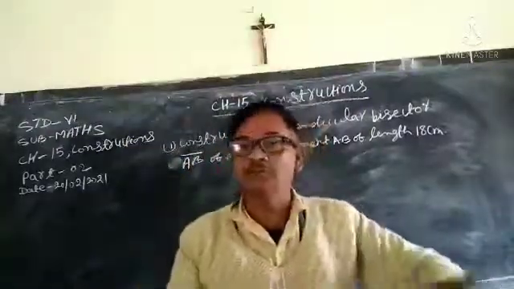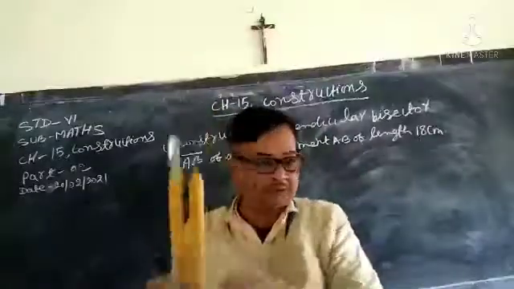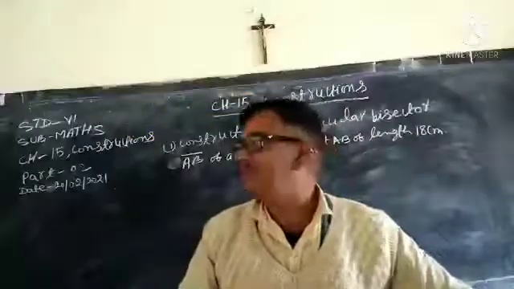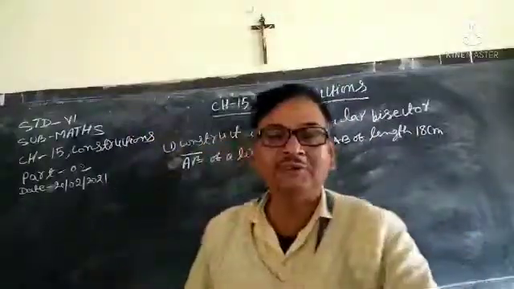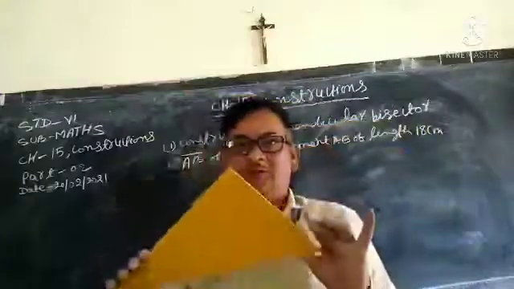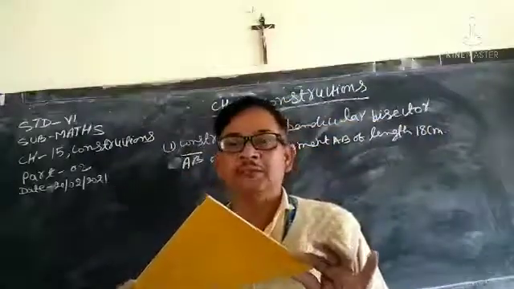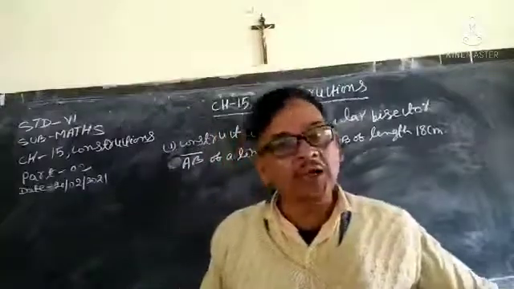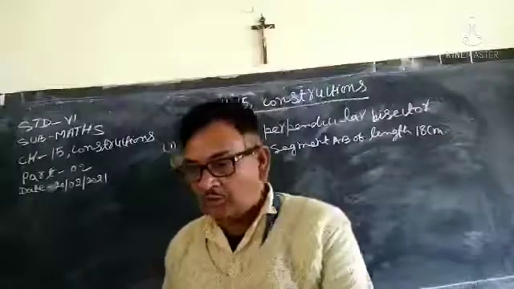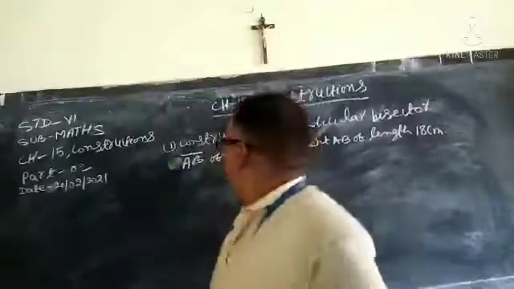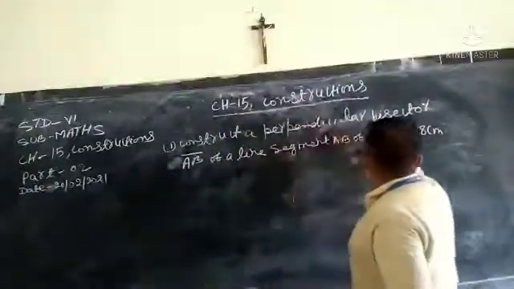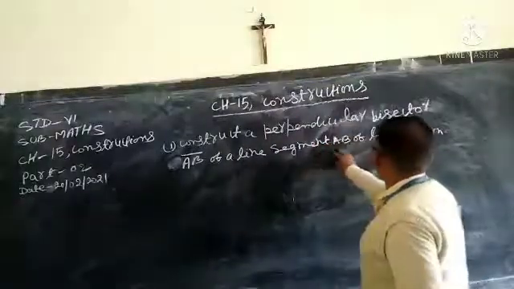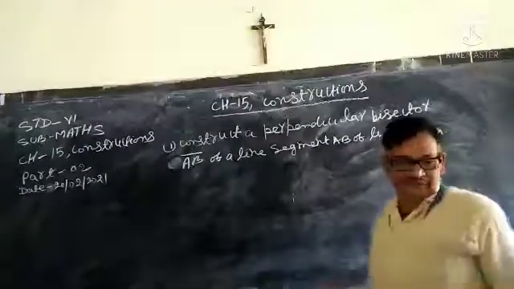This is called a compass. This is called a protractor, and this one is called a set square. This is also a set square. I showed this in a previous video. So today I am going to discuss how to construct a perpendicular bisector of a line segment AB of length 18 cm.